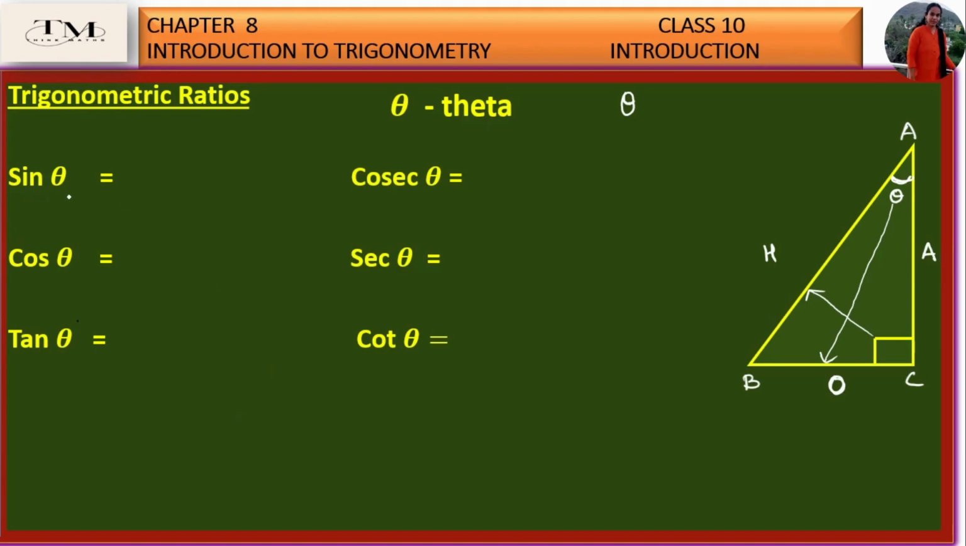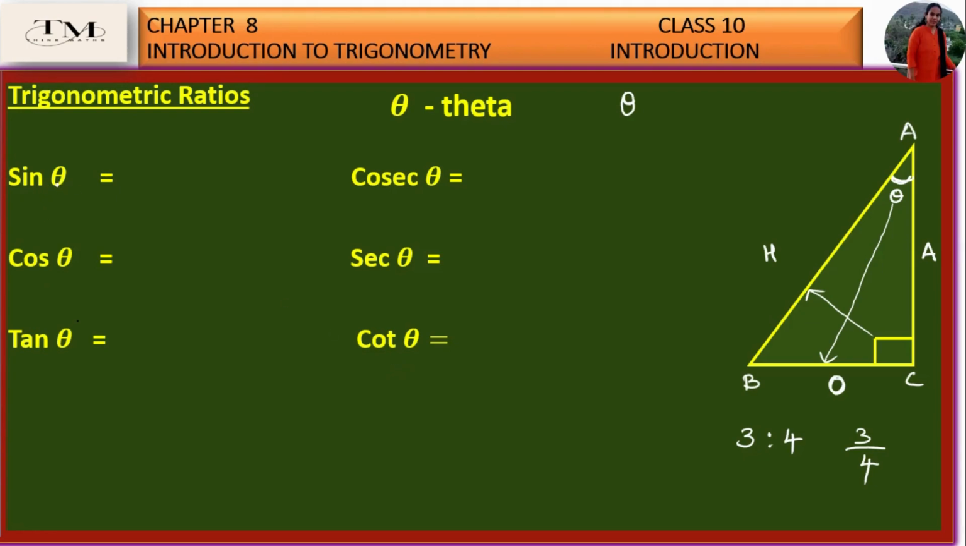Now, what is the relationship for sine theta? Sine theta is expressed as a ratio. What is a ratio? A line can be divided into two parts in the ratio 3:4, and our ratio can be expressed as 3/4. In the same way, we are going to express sine theta, cos theta, tan theta, cosecant theta, secant theta and cot theta in some ratios.